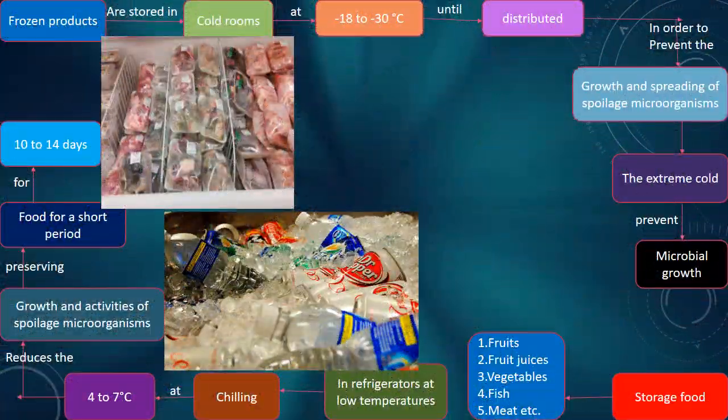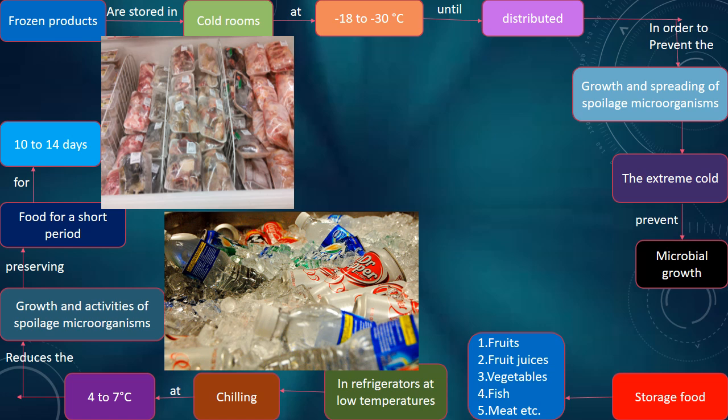Frozen products are stored in cold rooms at minus 18 degrees Celsius to minus 30 degrees Celsius until distributed, in order to prevent the growth and spreading of spoilage microorganisms. The extreme cold prevents microbial growth. Stored foods include fruits, fruit juices, vegetables, fish, meat, etc.